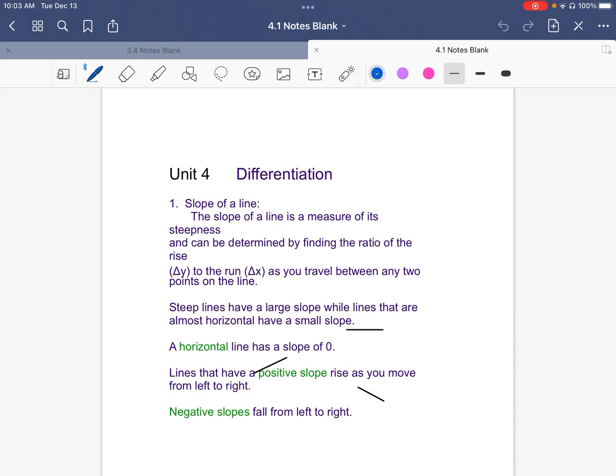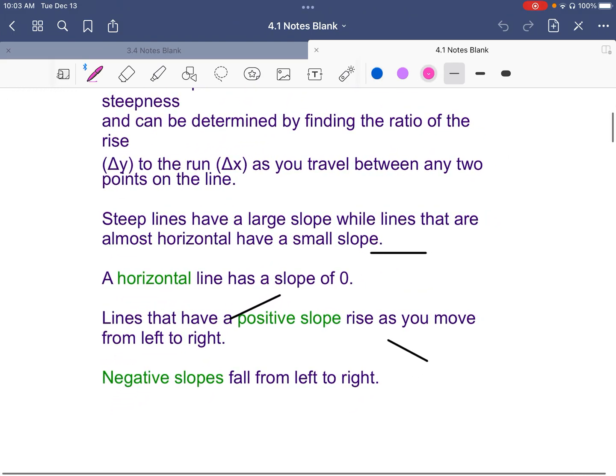So, steep lines have a large slope, while lines that are almost horizontal have a small slope. So a horizontal line has a slope of 0, and lines with a positive slope rise as you move from left to right, and negative slopes fall from left to right.